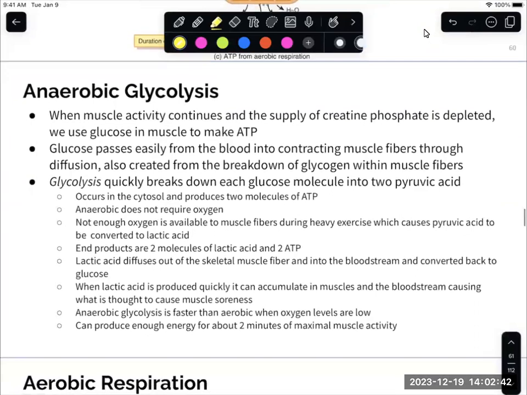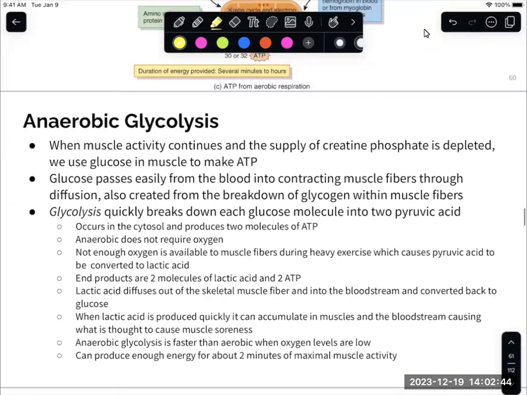Next step, anaerobic glycolysis. We mentioned it a little bit in the beginning chapters. But what we do, anaerobic means without oxygen.